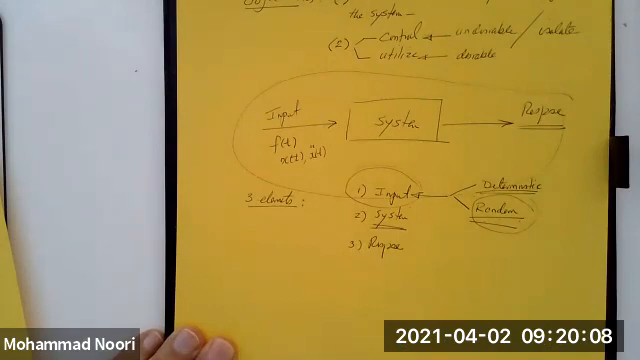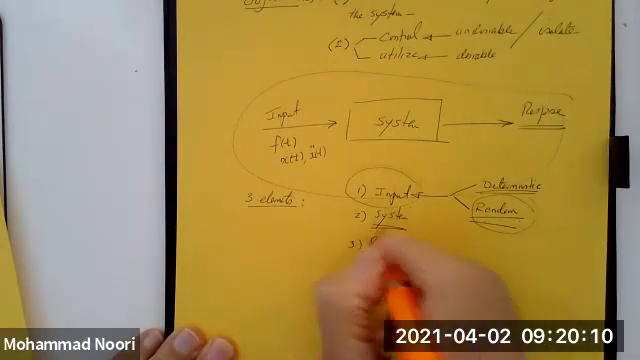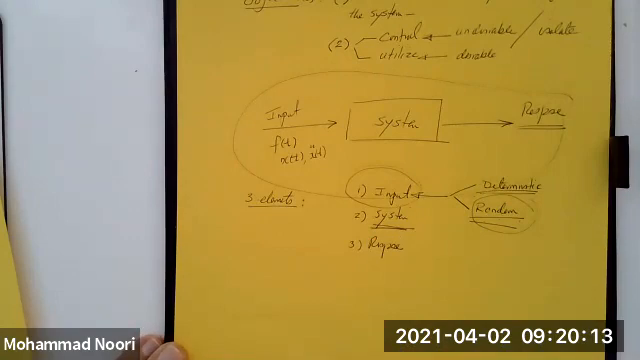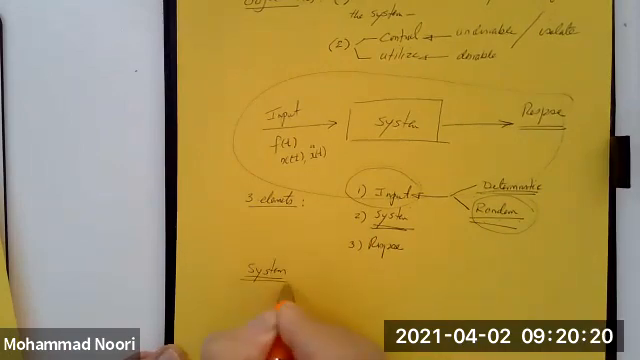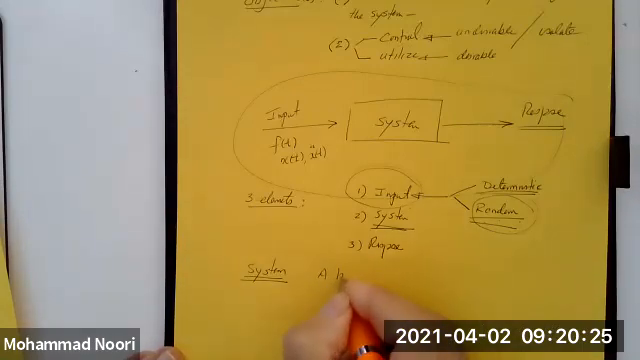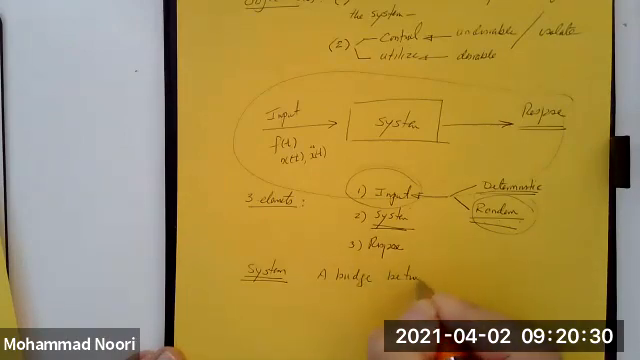The second element in this diagram is the system. What we mean by the system, which is really the key focus of our study, is really a bridge between the real world and the world of mathematics.